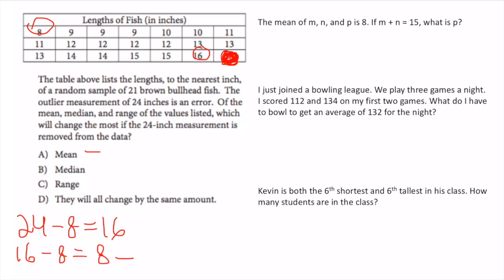Our median here, we're looking at 21 fish, so our median will be directly in the middle, item number 11, which is 12. Even when I eliminate this outlier, I still have 20 terms. My median will be between these two, which is still 12, so my median does not change at all. So I know that my range will change the most.